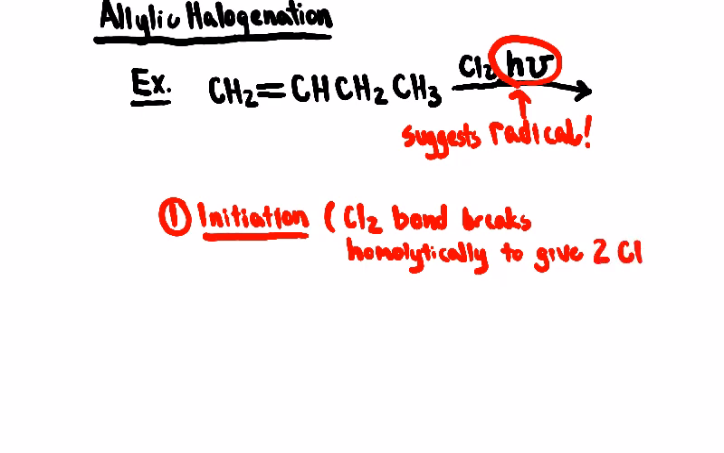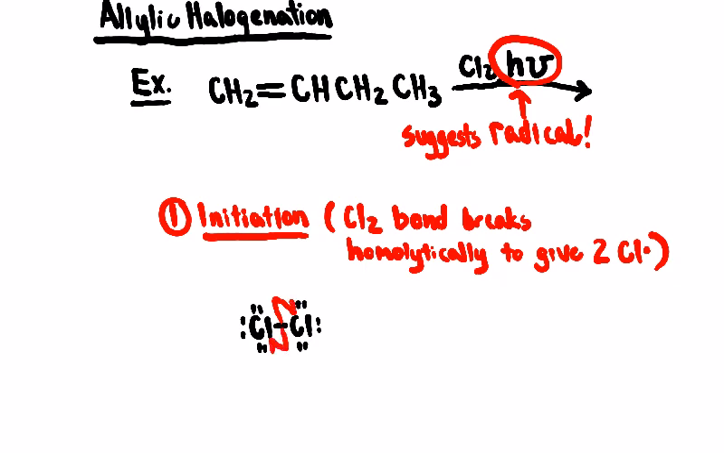And remember that we symbolize a radical. A radical by definition has an unpaired electron, so our chlorine radical is going to be Cl dot. So in the initiation step, we can show our Cl2, and we're going to show the homolytic bond breakage between the two. Remember that homolytic means that both of the two atoms are going to get the same number of electrons from the bond breakage.